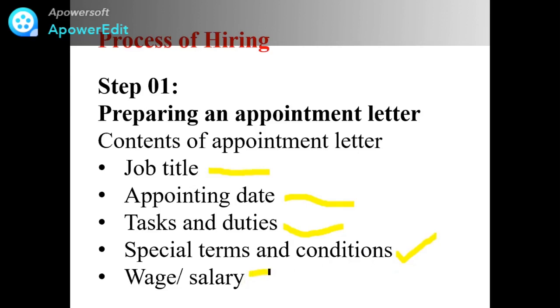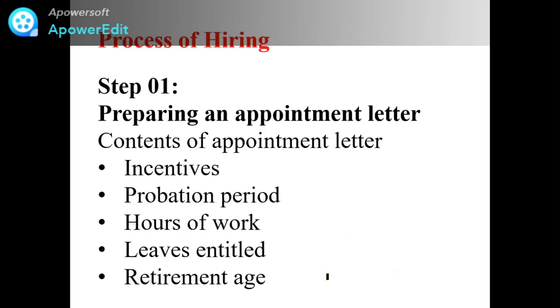Usually we explain salary or wage through the appointment letter. Then what are the incentives you can enjoy? What is the probation period you have to complete? I will explain the meaning of probation period later. Then your hours of work. What are the leave entitlements you can enjoy as an employee? Then retirement age. This is also important. These are the normal things included in appointment letters. I will show a sample to explain these points. These are the contents of the appointment letter.